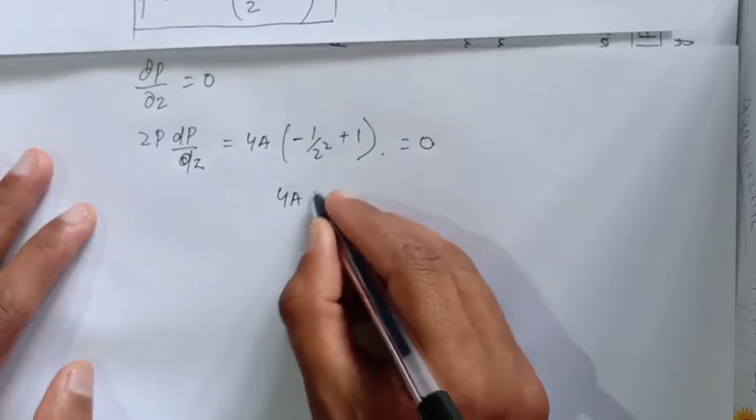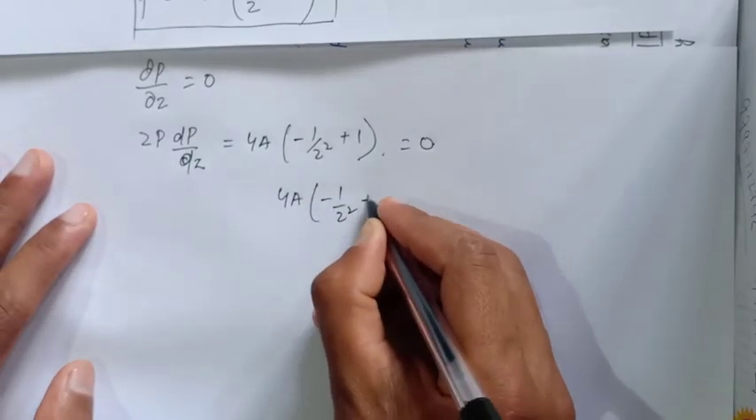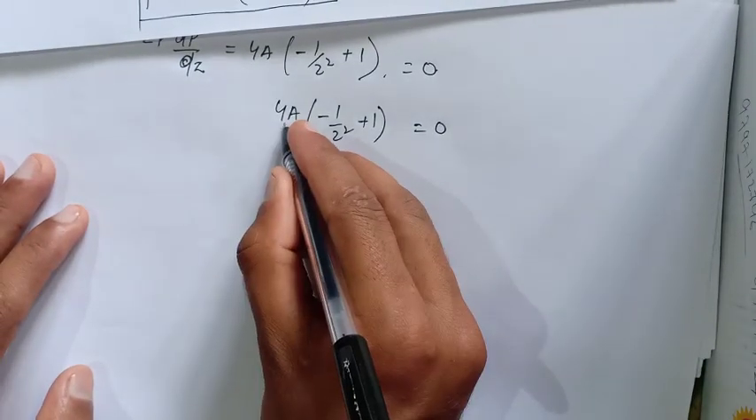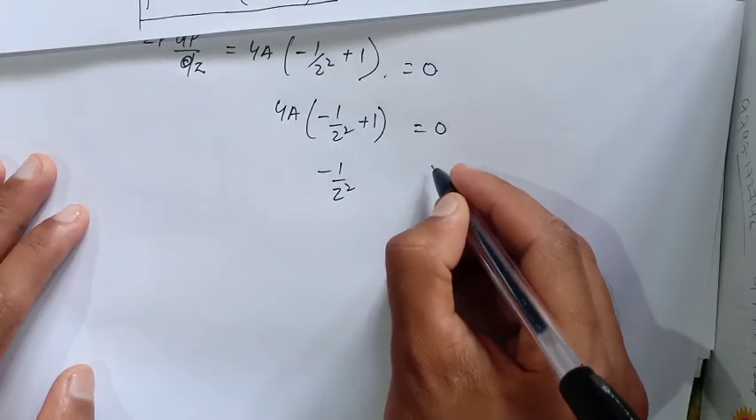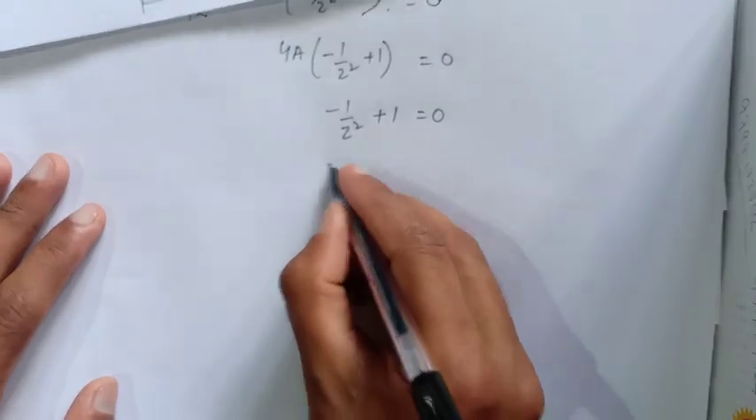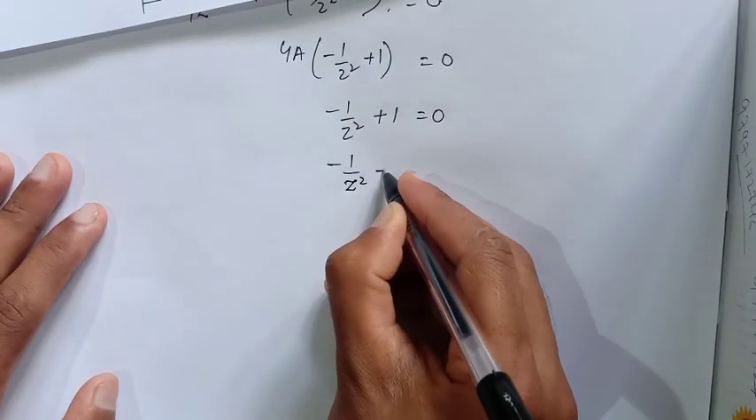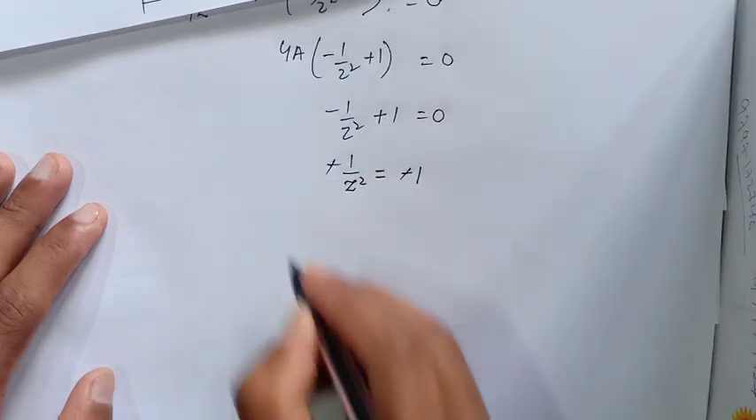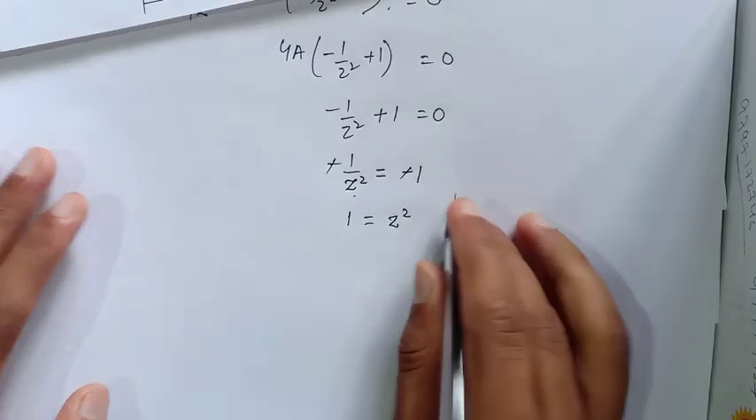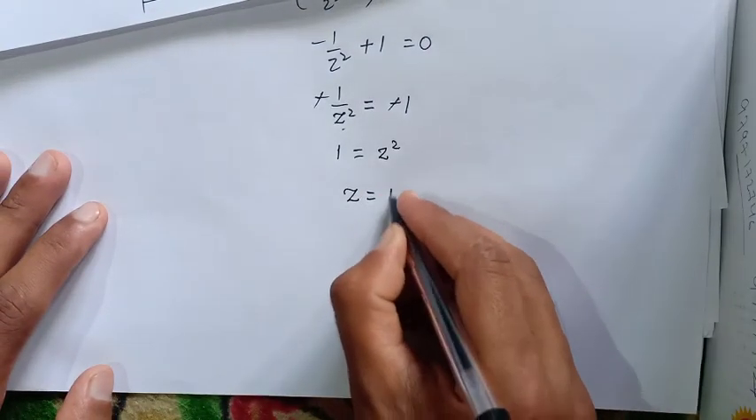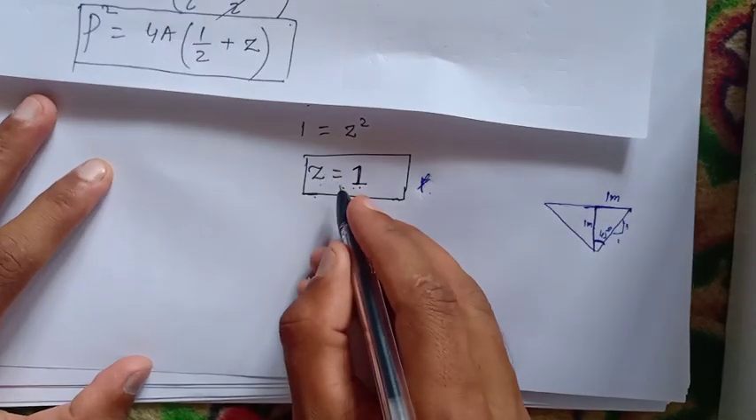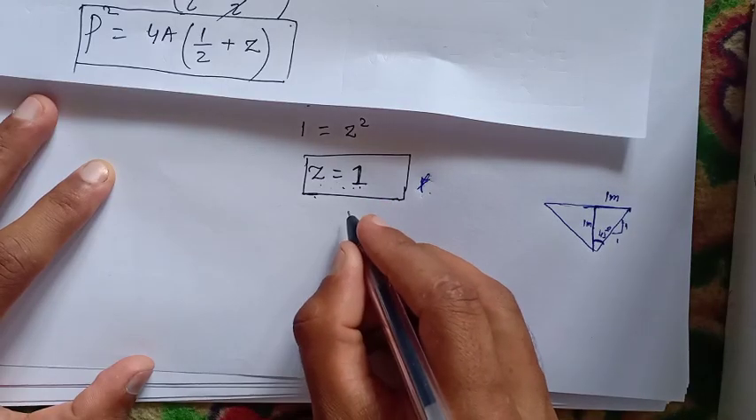So 4A into minus 1 by z square plus 1 will be equal to 0. So minus 1 by z square goes to this side. 0 upon 4A will be equal to 0, plus 1 will be equal to 0. So minus 1 by z square will be equal to minus 1. Minus cancels. So 1 will be equal to z square. So z will be equal to 1.